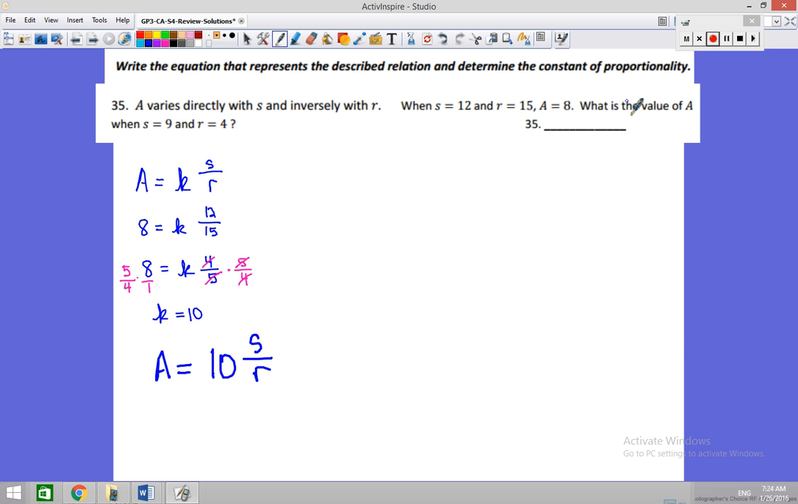Now, in this problem, they're asking us to use that model to predict what A will be when S is 9 and R is 4. So we just simply substitute in S is 9, R is 4, and we have 10 and 4 share a common factor of 2, so that's 5 over 2. So we have 5 times 9, which is 45 over 2.